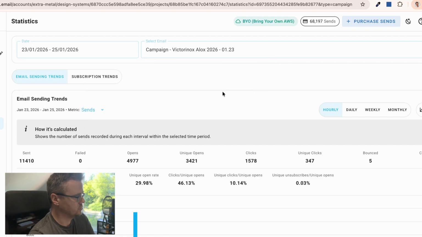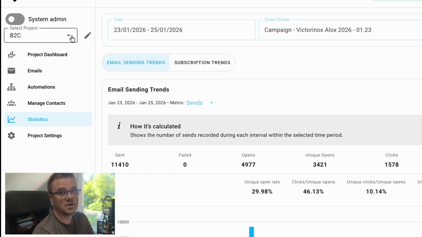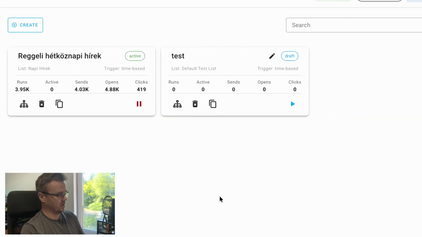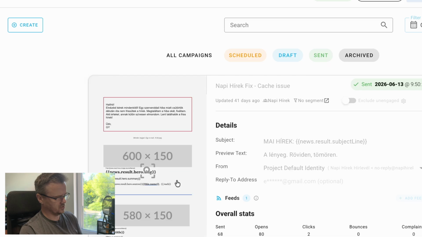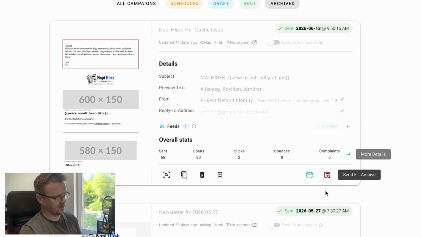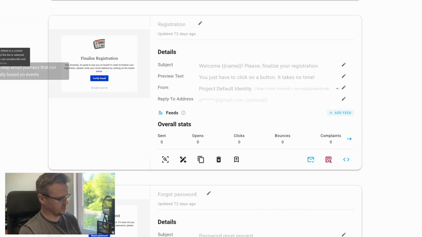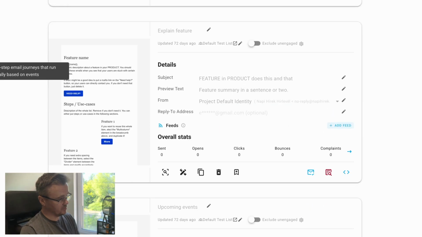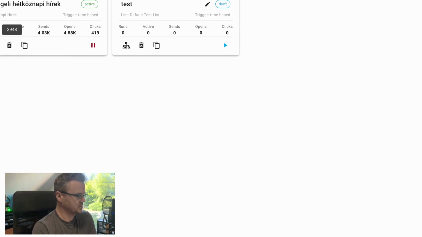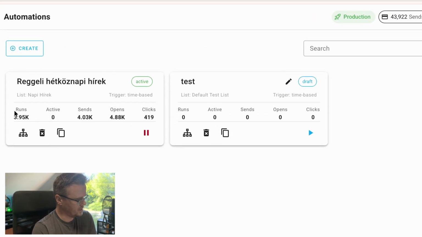Let me go over to an automation and show that to you. Let's check out an automation. Before going there, I just want to let you know that basically all email types have these kinds of statistics. So campaigns, transactional emails, triggered emails, and also emails within automations. In automations, you can see some other stats: how many times the automation ran, how many running automations we have currently, the number of sends overall, and the opens and the clicks.